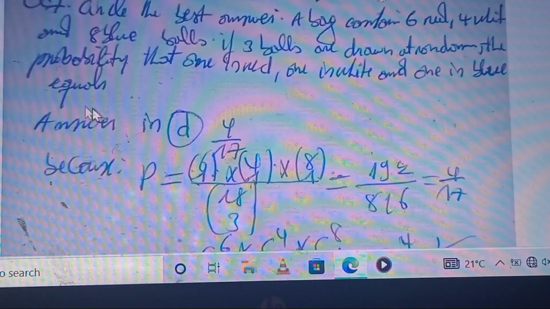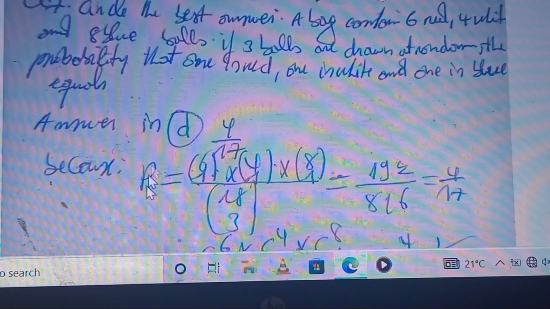So question number 7, circle the best answer. Also, it's a multiple choice question, but it is better if you start with calculation. A bag contains 6 red, 4 white, and 8 blue balls. If 3 balls are drawn at random, find the probability that there is 1 red, 1 white, and 1 blue. So here, the correct answer is D, 4 over 17.